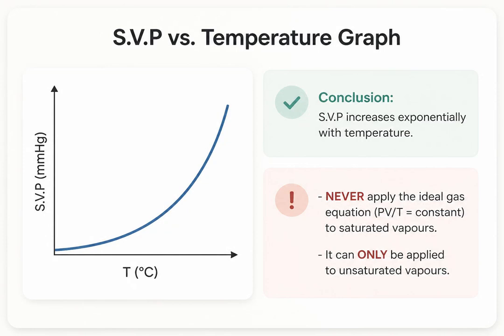When we plot the data gathered from the experiment with SVP on the vertical axis and temperature on the horizontal axis, we get a distinct upward-sloping curve. This confirms our kinetic theory prediction. Saturated vapor pressure increases exponentially with temperature. Because of this complex, nonlinear behavior driven by continuous phase changes, you must never apply the standard ideal gas equation to saturated vapors. The combined gas law is strictly reserved for unsaturated vapors and ideal gases.